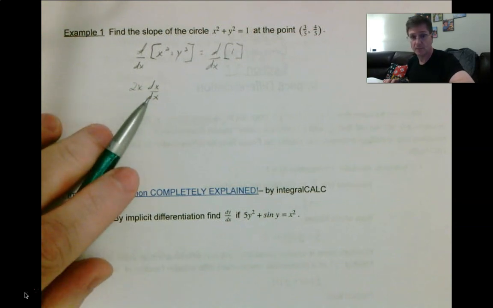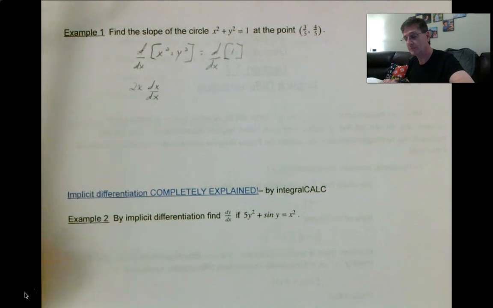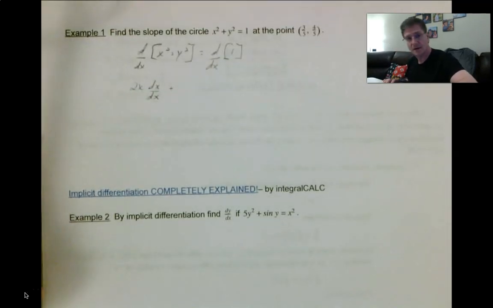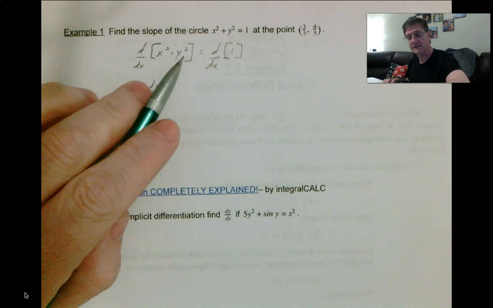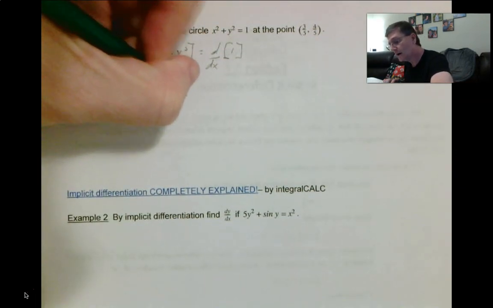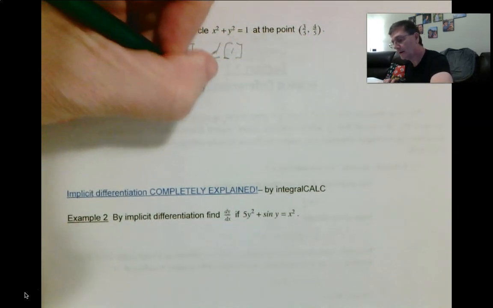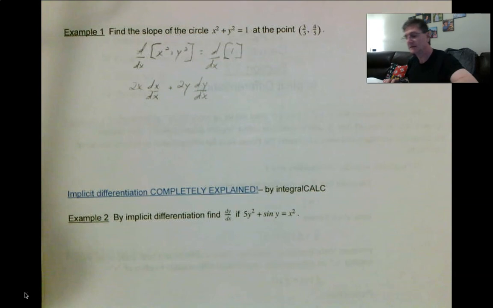That's just going to be 1. And most of the times we write the 1, but I'm putting it this time because I want to emphasize when we do the power rule for the second term, it is still 2y dy/dx.